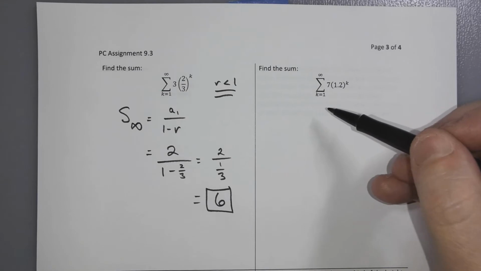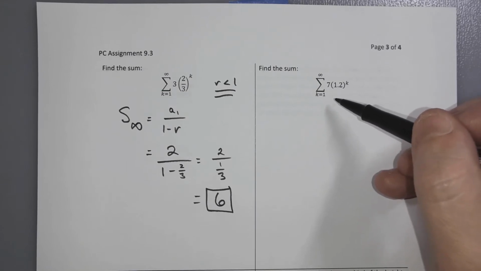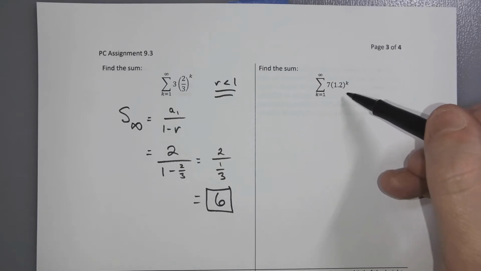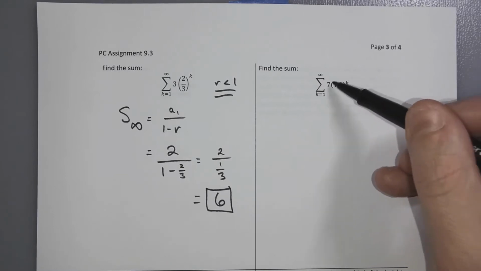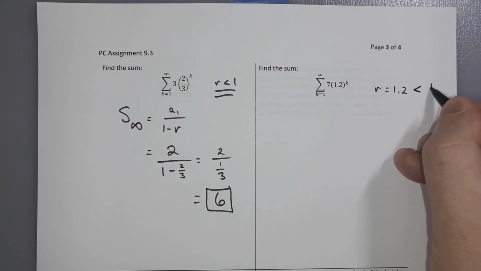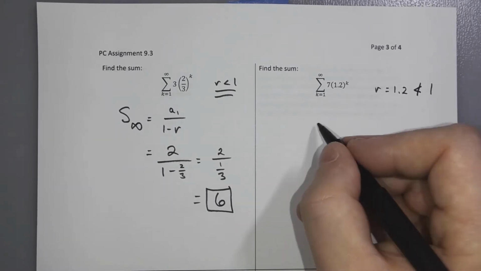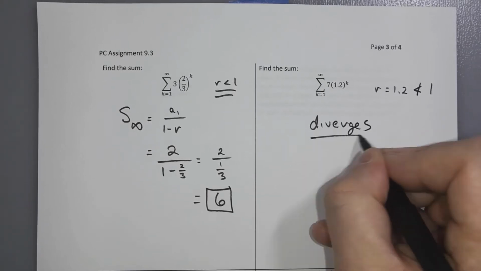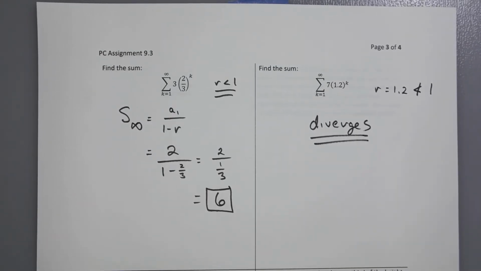For the problem in the top right corner, we have the sum from 1 to infinity of 7 times 1.2 to the k. Notice what's the r this time? r equals 1.2, and that's not less than 1. So this diverges. That's our conclusion when our ratio is not in the right interval, right? Because this means our terms are going to get larger and larger. Our sum is going to diverge.